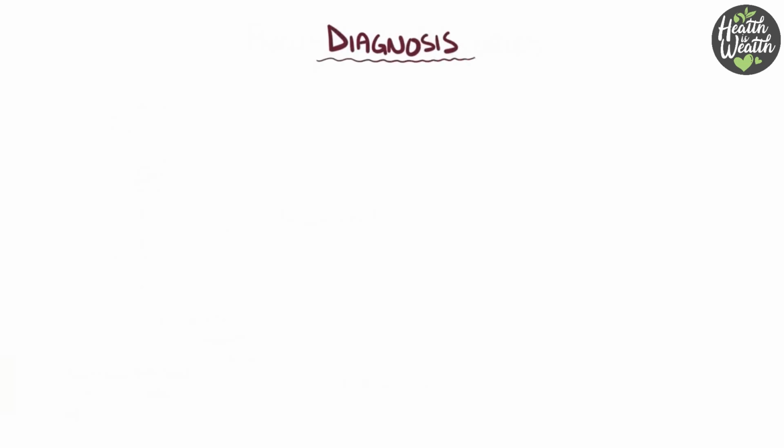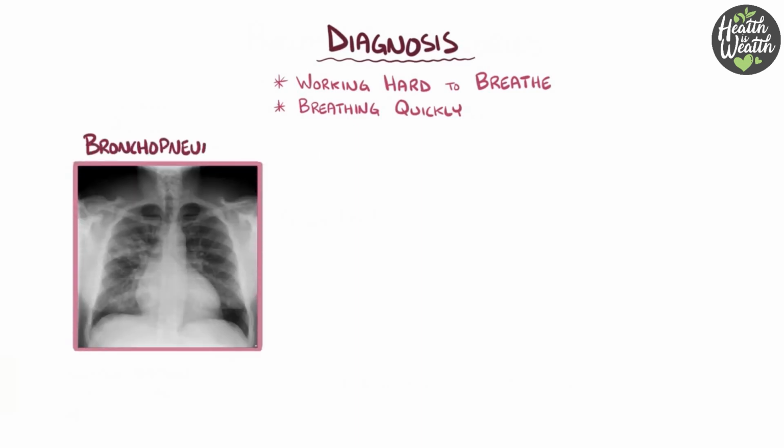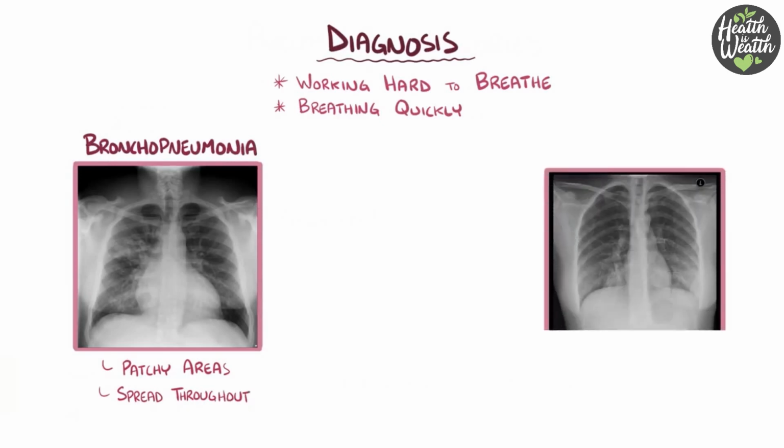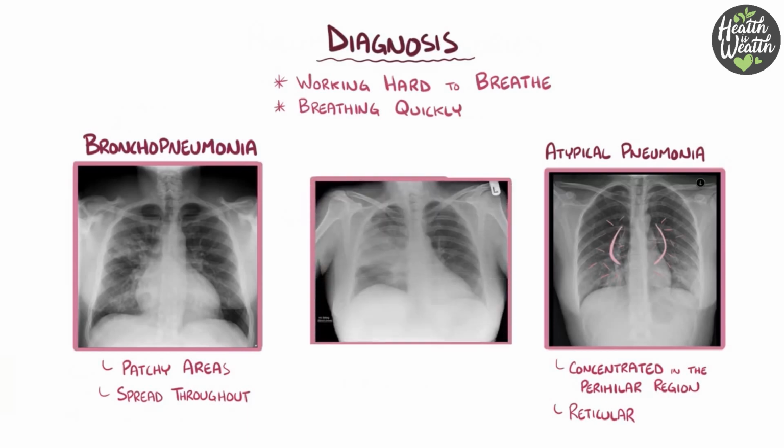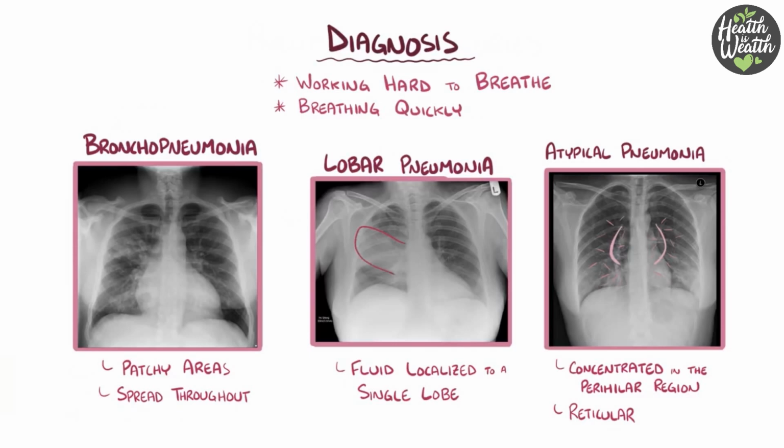Diagnosis of pneumonia is usually made in a person who's working hard to breathe. A chest X-ray of bronchopneumonia typically shows patchy areas that are spread out throughout the lung. In atypical or interstitial pneumonia, the pattern is also often spread throughout the lungs, but it's often concentrated in the perihilar region and looks reticular, meaning there will be more line-shaped opacities visible in the chest X-ray. In lobar pneumonia, fluid is localized to a single lobe or set of lobes.